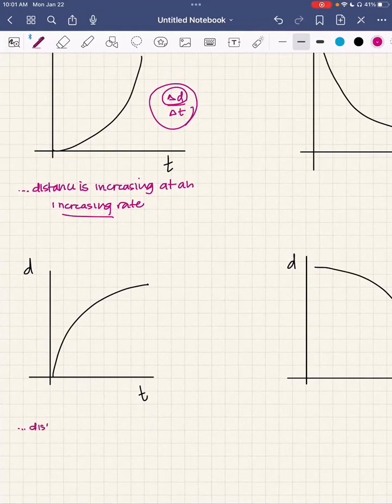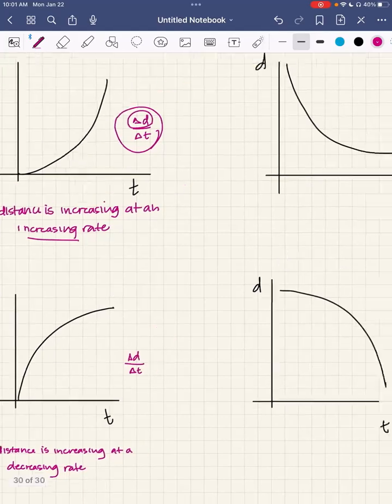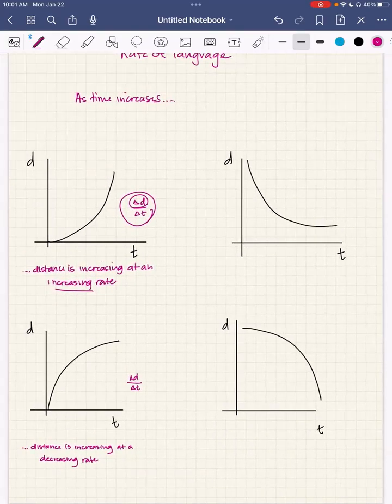So for this one, we would say as time increases, the distance is still increasing, but we'd be saying at a decreasing rate. And again, because for equal changes in time, the changes in distance are positive, but they're getting less and less positive. So they're getting smaller. For this one here, we'd say as time increases, the distance is decreasing, but we'd say at an increasing rate.